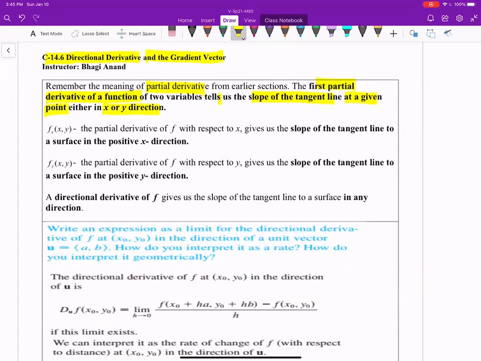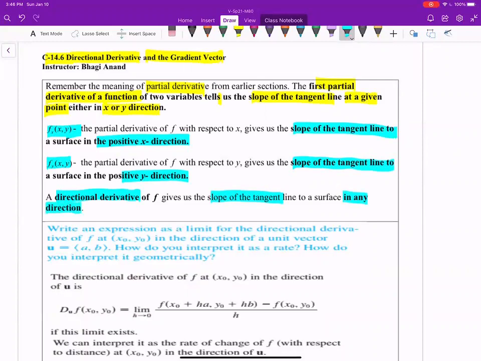So f sub x, a partial derivative of f with respect to x, gives the slope of the tangent line to a surface in the positive x direction. F sub y, which is the partial derivative of f with respect to y, gives the slope of the tangent line to a surface in the positive y direction. A directional derivative of f gives the slope of the tangent line to a surface in any direction. That is known as directional derivative.